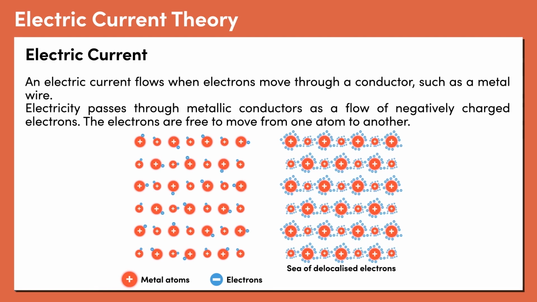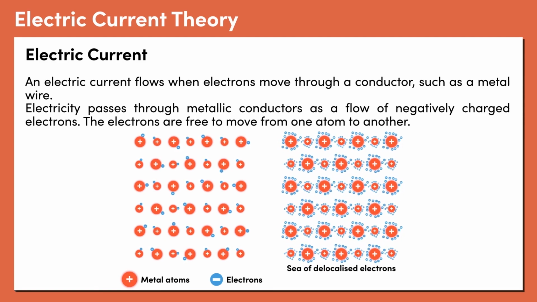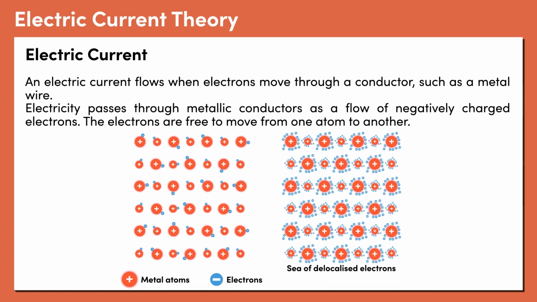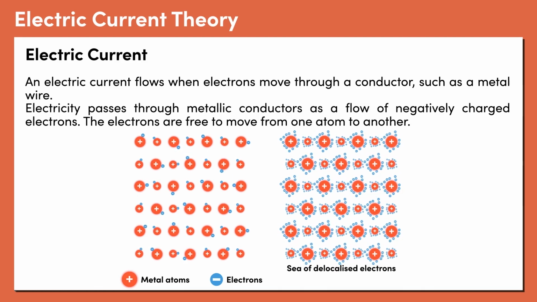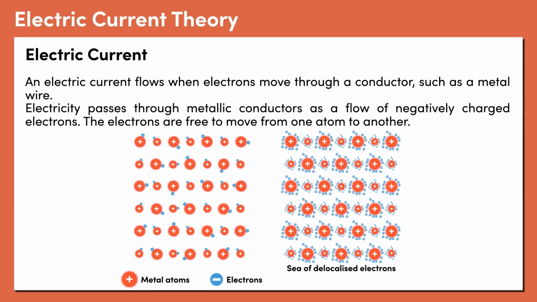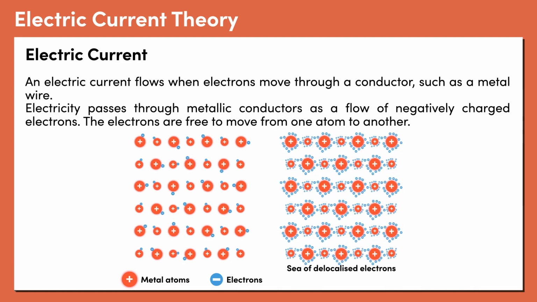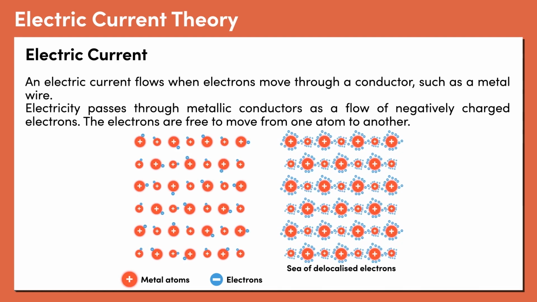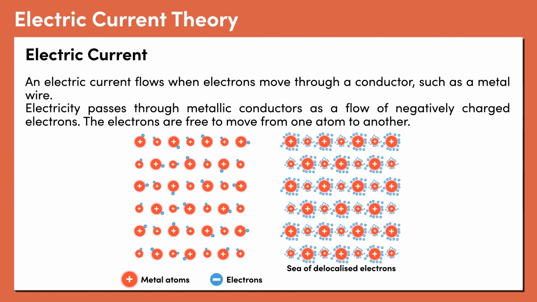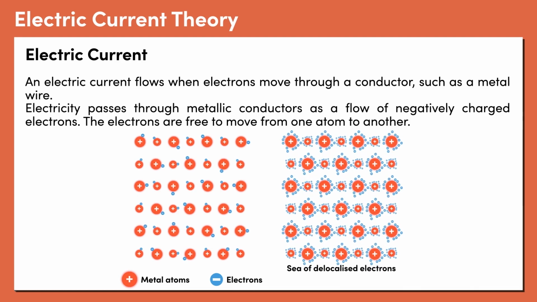An electric current flows when electrons move through a conductor, such as a metal wire. Electricity passes through metallic conductors as a flow of negatively charged electrons. In metallic conductors, the electrons are free to move from one atom to another. We call them a sea of delocalized electrons. Please see a crude representation in the animation on the screen.